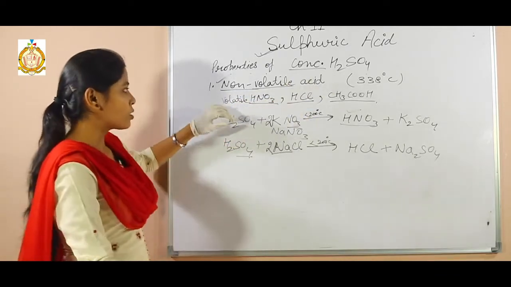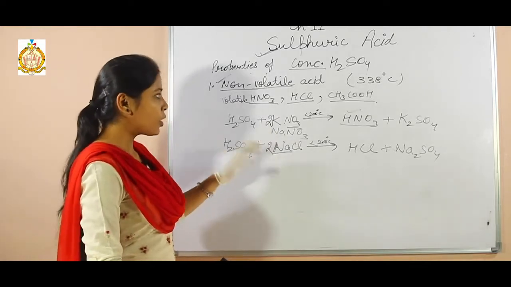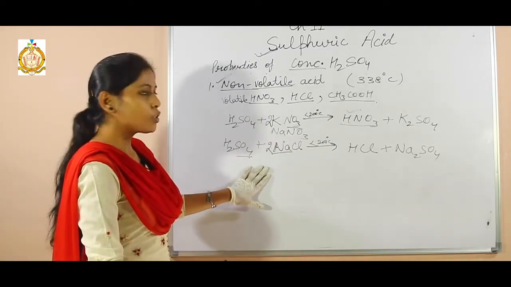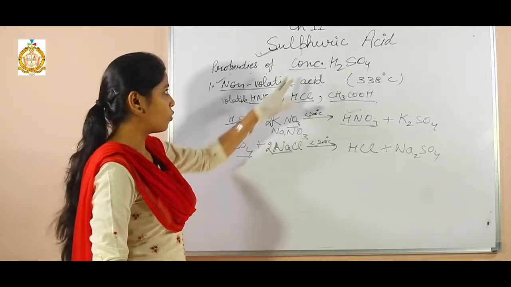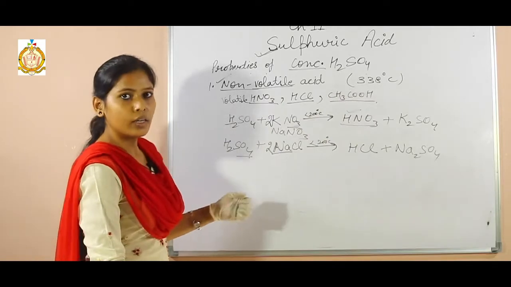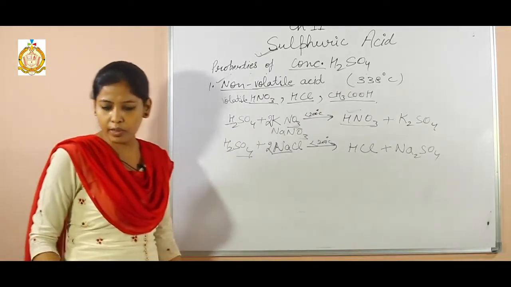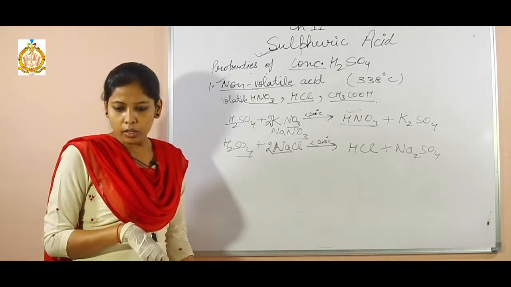The question can be asked: give a chemical equation of sulfuric acid which shows the non-volatile nature of concentrated sulfuric acid. So you can give any one reaction from these written reactions on page number 177. At the top it is given.